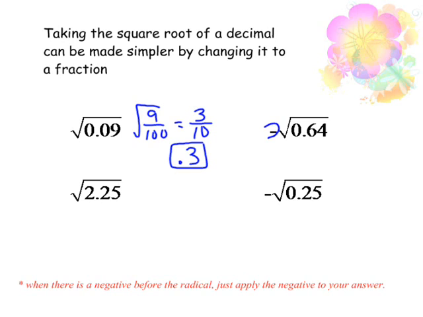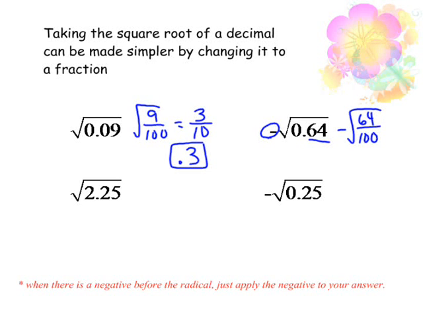When you have a negative out in front of your square root sign, that's like saying -1 times whatever the square root is. And since the square root is positive, when we do negative times positive, we're going to end up with negative. So our final answer is going to be negative something. If we read this decimal out loud, that's 64 hundredths, so negative square root of 64 over 100.